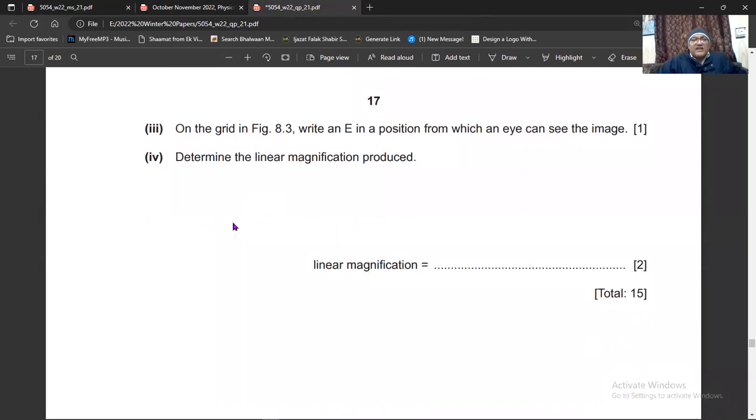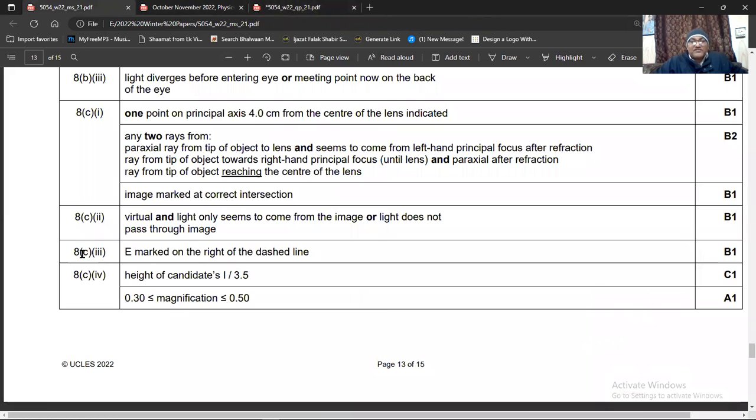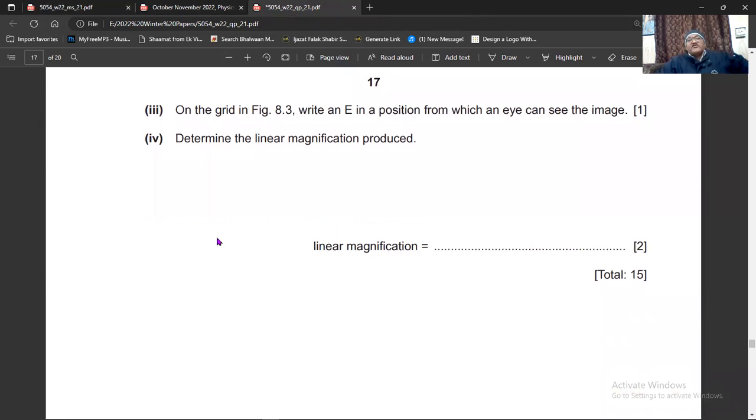It says on the figure, on the grid in figure 8.3, write an IE in a position from which an eye can see the image. You can see this image if your observer is here and you look through the lens. You have to look through the lens to see this image. Then the question is, determine the linear magnification produced.